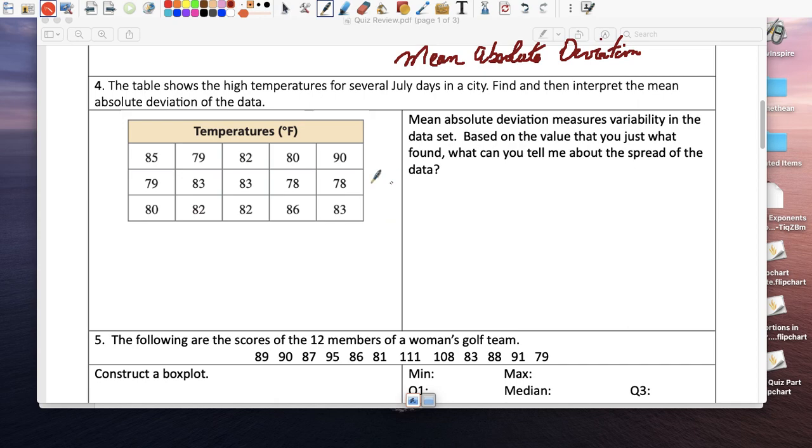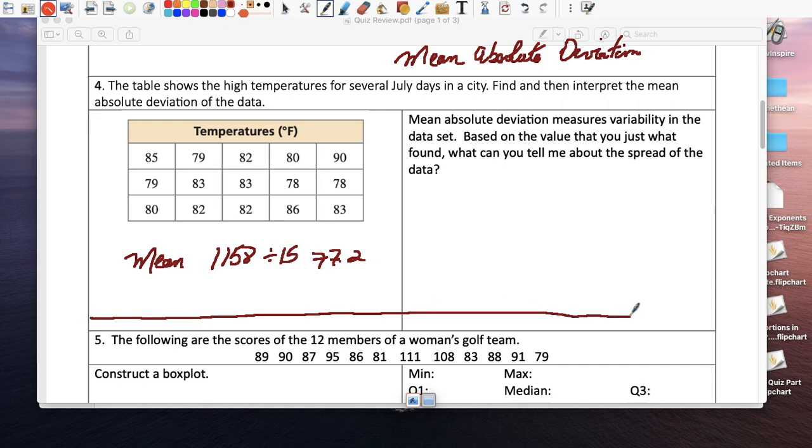And I get 1,158. How many numbers were there? 1, 2, 3 divided by 15. So the mean divided by 15 is 77.2. I can sort of draw them around.